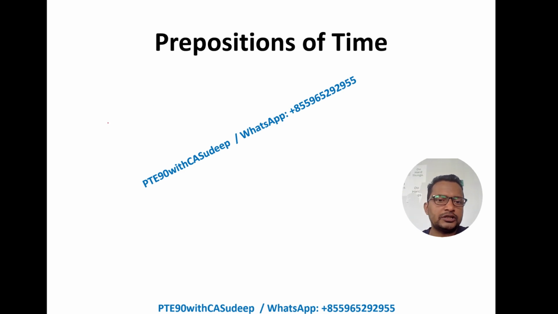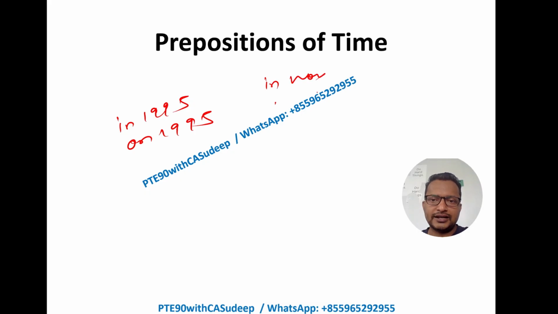For example, the general confusion is like in 1995 or on 1995. Most of the people are getting confused here. Or in Monday or on Monday, right? So people are getting confused here. So let's learn what its implications are. Okay.